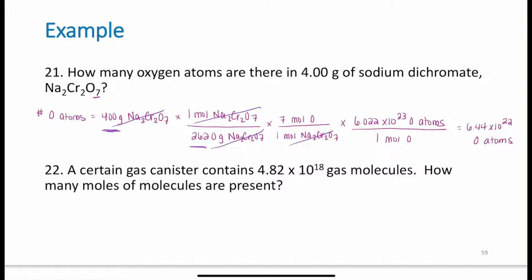A certain gas canister contains 4.82 times 10 to the 18th gas molecules. How many moles of molecules are present? Note, I don't care what it is. I'm just going from number of molecules to number of moles of molecules. It makes no difference to me what the identity of the species is here, because I'm only going to use Avogadro's number. I'm only determining number of moles, which is a direct number correlation.